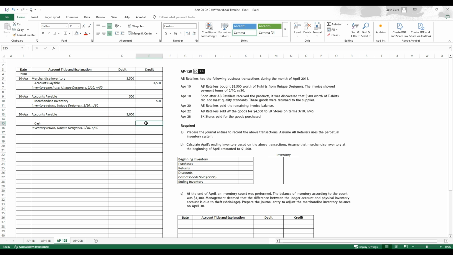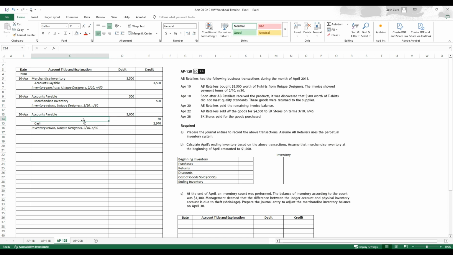But cash is not going to be 3,000. We paid within the discount period, so we're only going to pay 98% of the total balance due, less the 2% that they're giving us for the discount. So we can say 98% times the amount that we owed them, which is $2,940. And then we need, oops, not a debit, but a credit. We want that to be positive. We need to balance out, etc.